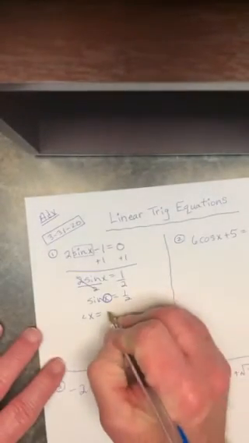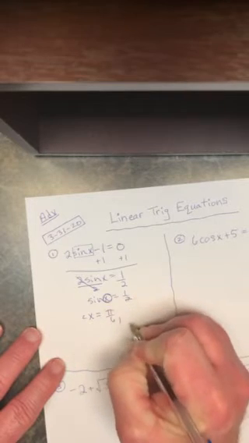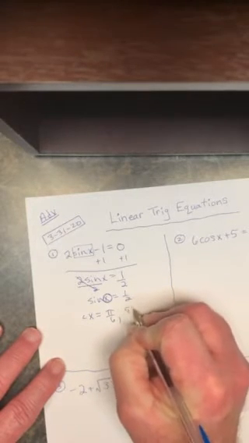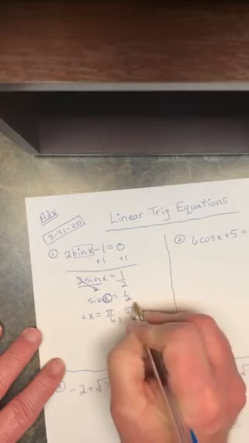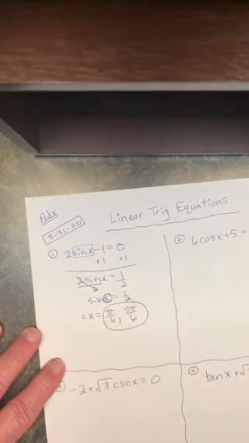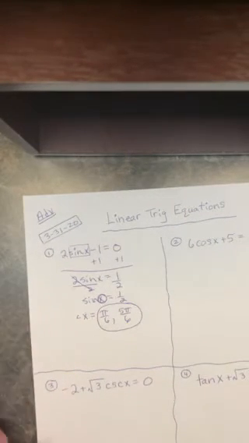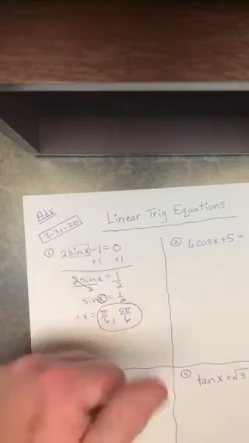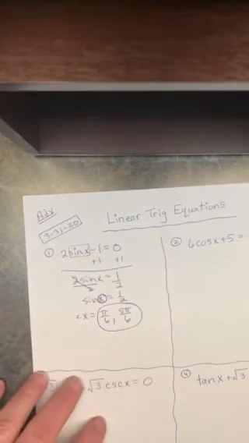So back to my question. I'm going to write angle x equals pi over 6, and the second answer is 5 pi over 6. I did it. I solved my linear trig equation. So with that thought in mind, let's try to zip through these other three.